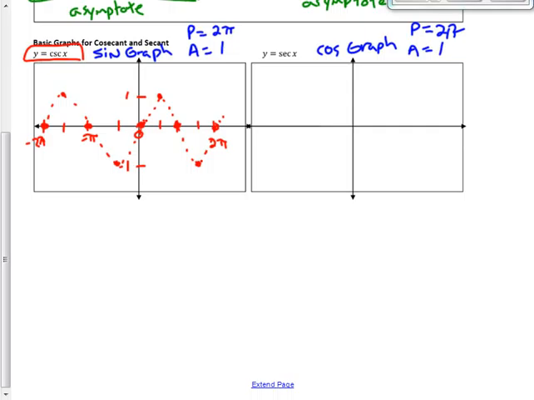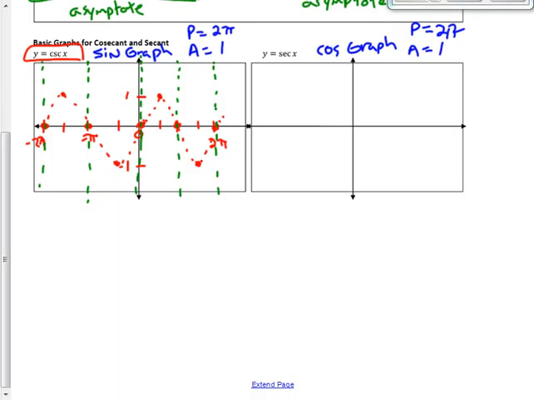The cosecant graph is the graph of sine except flipped over. So when I look at these zero points where this crosses the x-axis, and I flip that point over, that's what we were talking about above: when sine is equal to 0, cosecant is actually undefined.